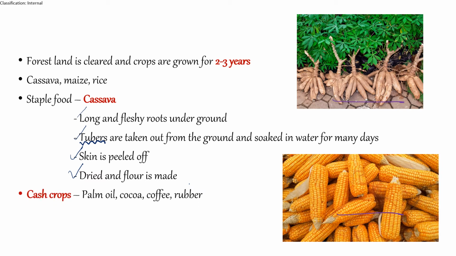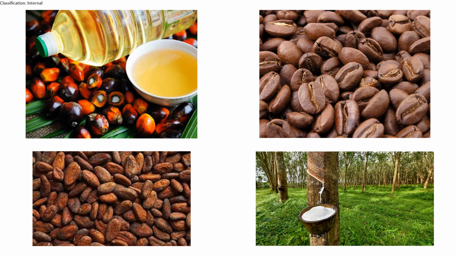Cash crops such as palm oil, cocoa, coffee, rubber, etc. are grown for export. This is palm oil and their seeds. This is coffee. This is cocoa. And this here is rubber. These are the cash crops.